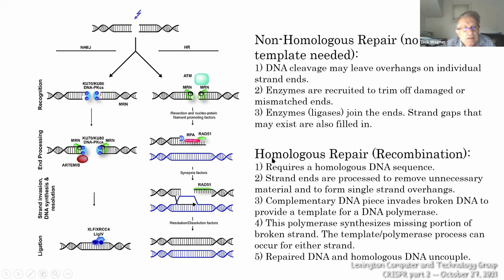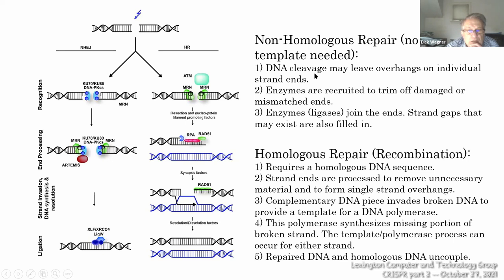Okay, let's talk about the non-homologous repair first, which is over here on the left side. It's NHEJ, which stands for non-homologous end joining. So we're going to join these two ends together. That's what NHEJ stands for, but it's non-homologous repair. So the first thing that is considered, we've got the break occurring here.